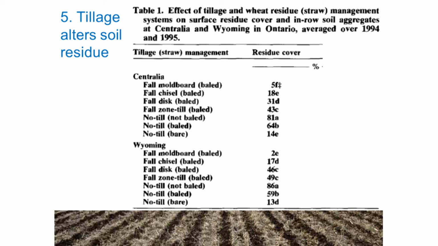Another obvious impact that tillage has on cropping systems is that it alters soil residue cover. Okay, this is somewhat of a Captain Obvious statement, but again, I'm a scientist, I like data. This is another study from Ontario that shows you how residue cover is influenced by different tillage, and in this case, straw management systems. Unsurprisingly, with a fall moldboard plow, you have almost zero residue, and with no-till, even if the straw is baled, you're getting 60% plus residue cover.